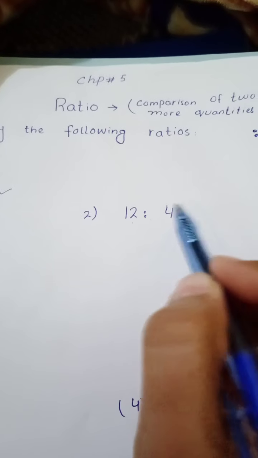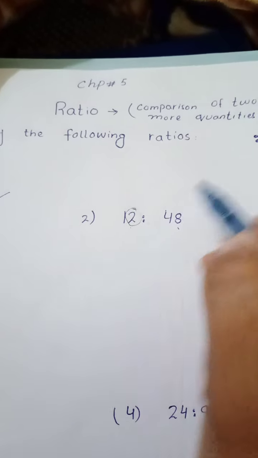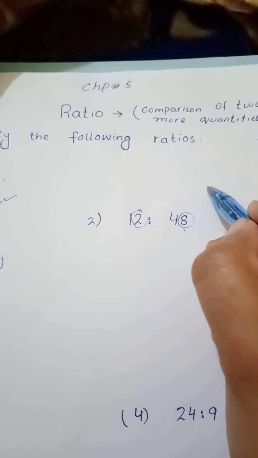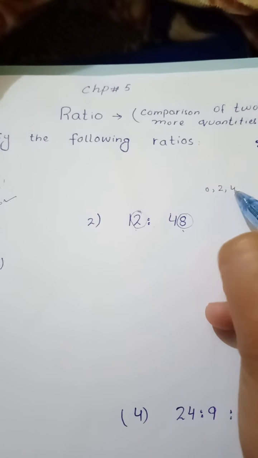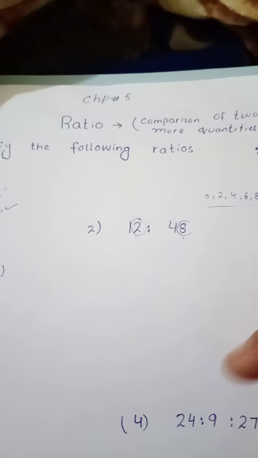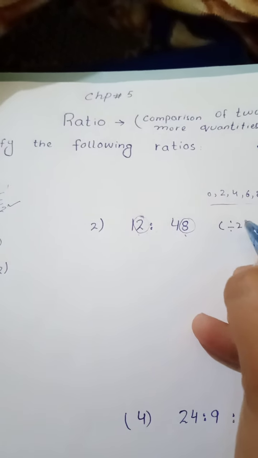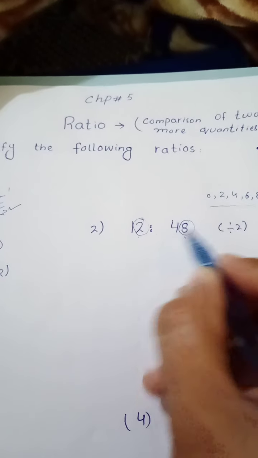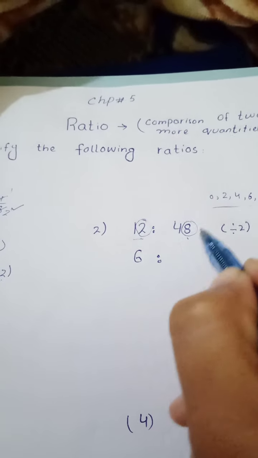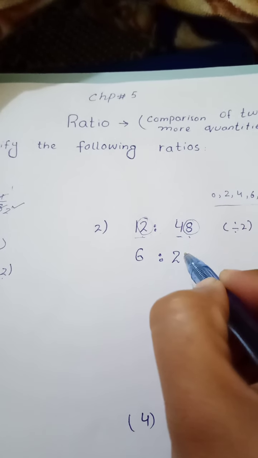I have told you in LCM and HCF, if you remember, that you have to check the ones place. If the last digit of the number is 0, 2, 4, 6 or 8, it means these numbers are divisible by 2. So 12 and 48, these two numbers are divisible by 2. I am going to cut them on the table of 2. So 2 is how many times 12? 2 6 times 12 ratio 2 2 times 4 and 2 4 times 8.